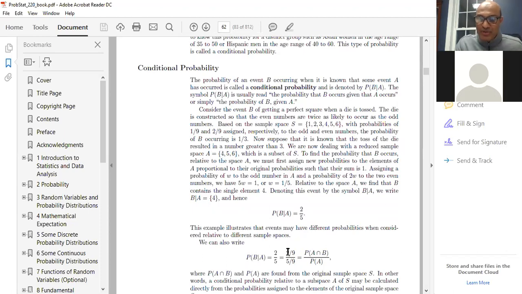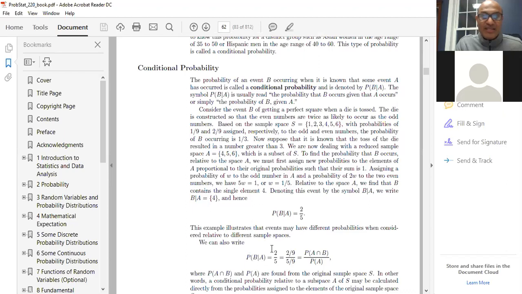Now come back to the left side, 2 by 9. Same way probability of A. A, how many numbers are there? 4 is an even number, 2 by 9. 5 is an odd number, 1 by 9. 6 is an even number, 2 by 9. So 2 plus 1, 3 plus 2, 5. So it is 5 by 9. That's why the 5 by 9 is written over here. So if you cancel this 9 and 9, that means you're going to get 2 by 5.